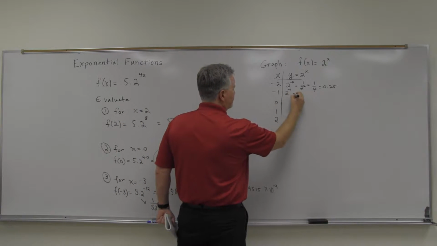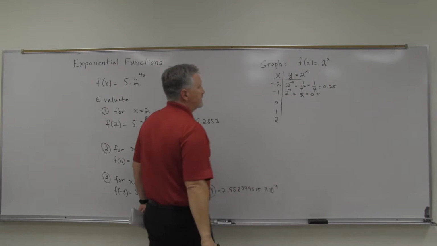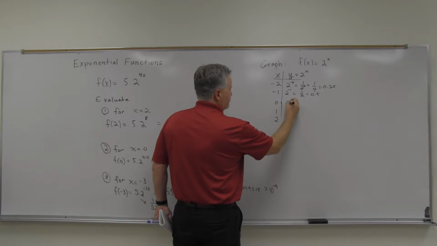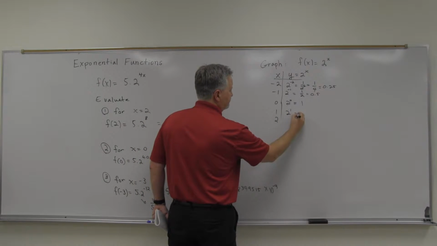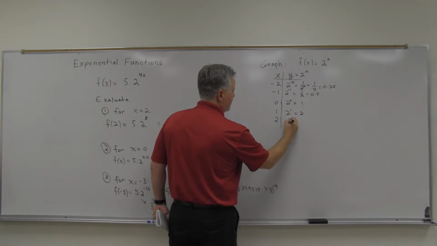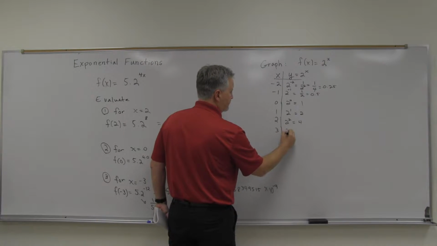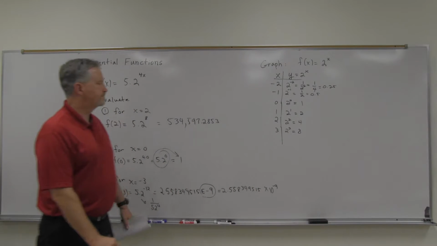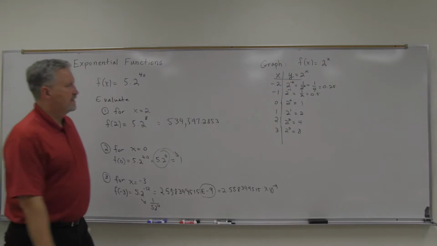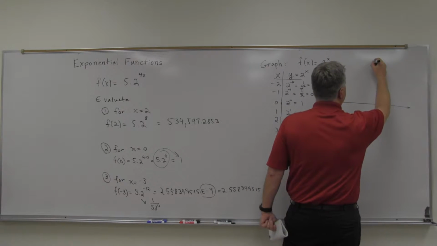To the negative 1, so that's going to be a half, 0.5. X is 0, so that's our 2 to the 0. Yeah, that's 1. And then we get 2 to the 1, and then 2 squared. And let's add one more, 2 to the third. Go up to 3 there. So we get 8. So yeah, we get this graph right here.